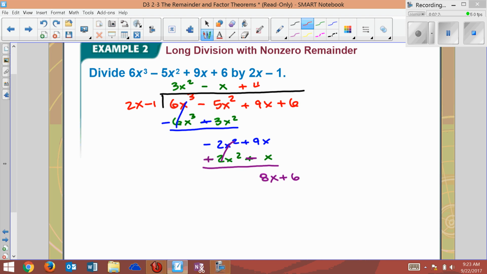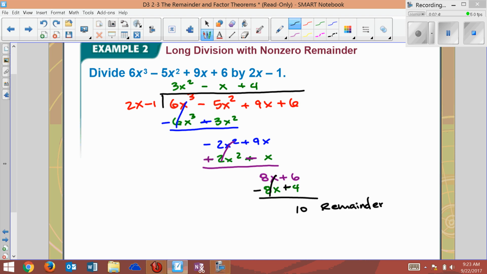positive 4. So when I multiply that, I get 8x here minus 4. Now remember, we always switch the signs. So this switches and that switches. That goes away, and I'm left with 10 here. That's my remainder.